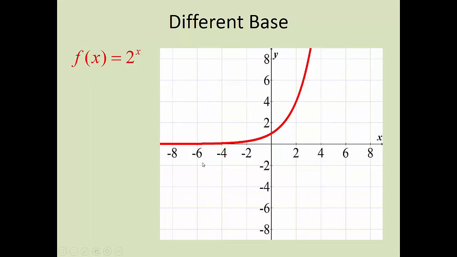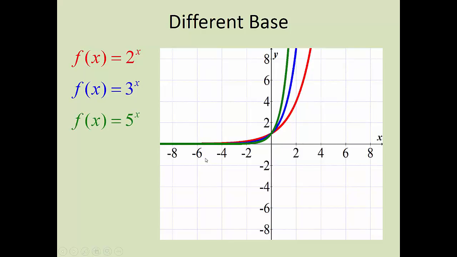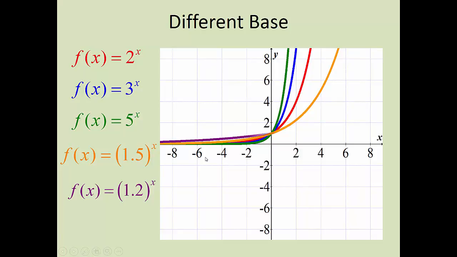Let me show you some different numbers instead of the 2. The red is the graph of y equals 2 to the x. The blue would be 3 to the x. The green would be 5 to the x. Here's 1.5 to the x in orange, and 1.2 to the x in purple. Notice they all cross the y-axis at 1. They all go up to the right. They all go down to the left, but never touching the x-axis.